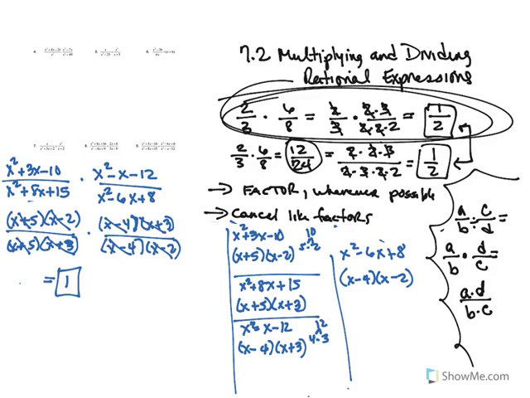So 7.1 and 7.2, very, very similar sections. Essentially, you're going to factor where you can and cancel out like factors so that you can reduce your problems to their lowest terms. And that's it. So that's 7.2, multiplying and dividing rational expressions.